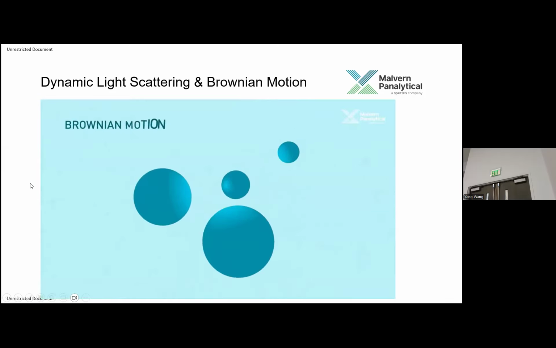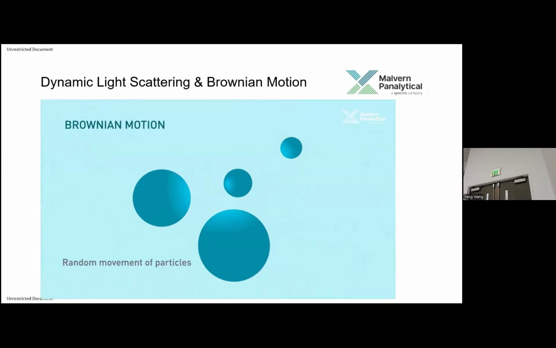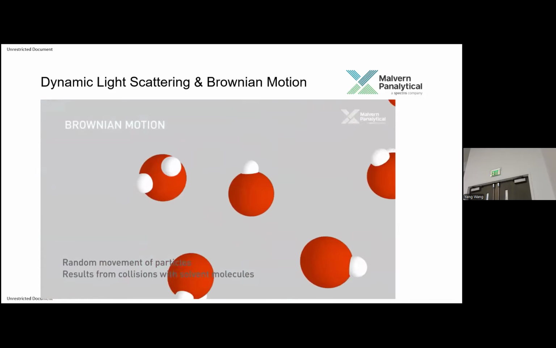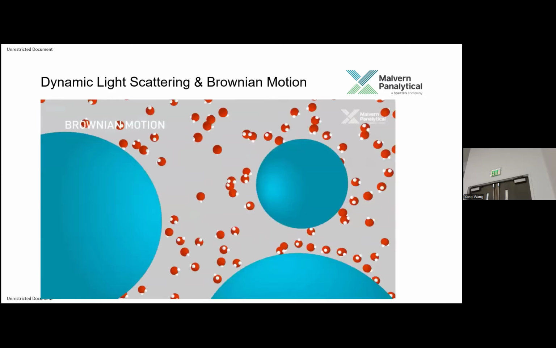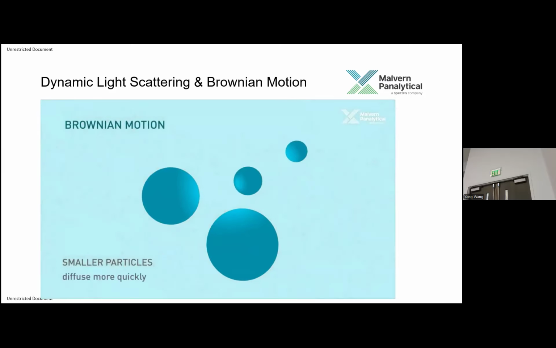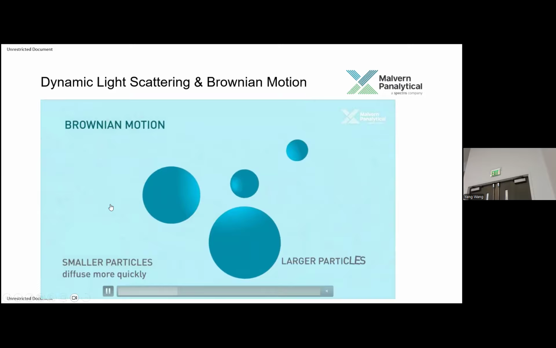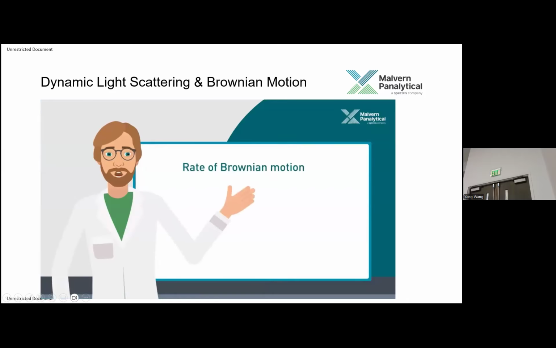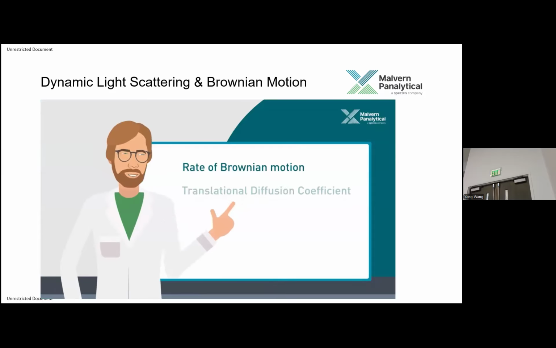So Brownian motion, again, is the idea that when we're talking about particles moving around, they're being bombarded by solvent molecules. So smaller particles will move faster and larger particles will move slower. So when we talk about Brownian motion, with the Zetasizer, we're looking at the diffusion coefficient.